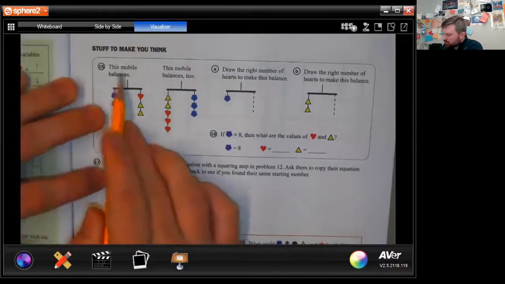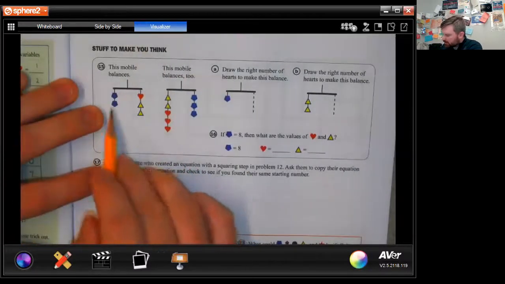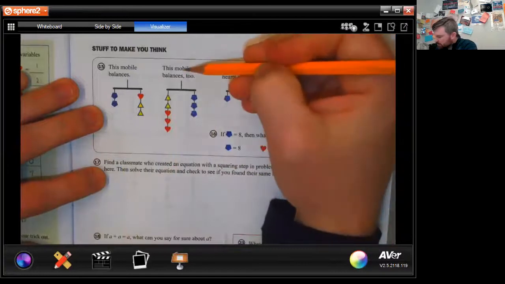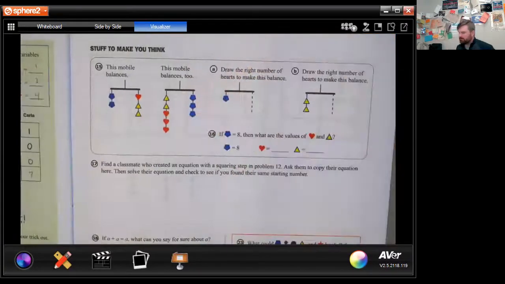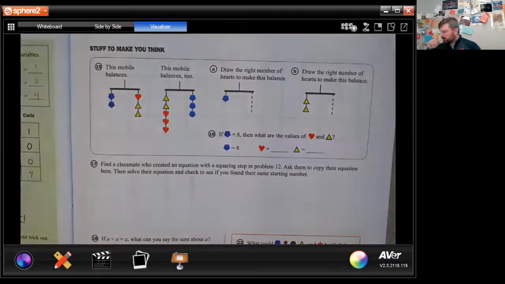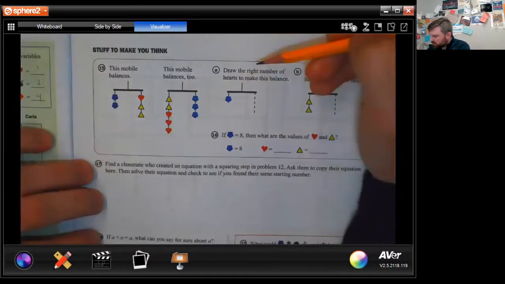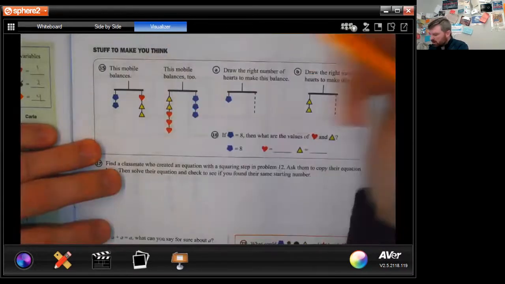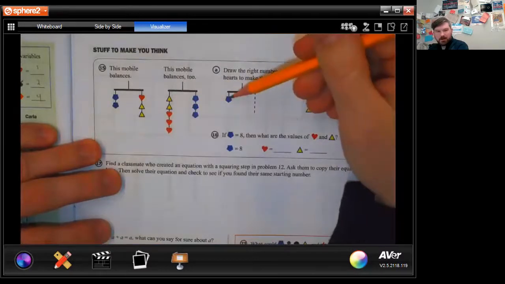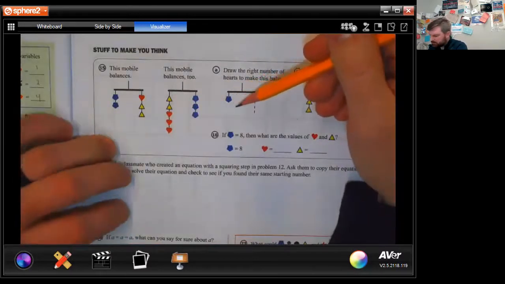It says this mobile balances. So we've got this one that balances. Part A says draw the right number of hearts to make this thing balance. So we need to figure out how many hearts one pentagon equals.